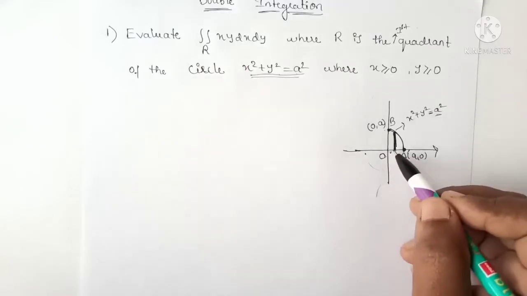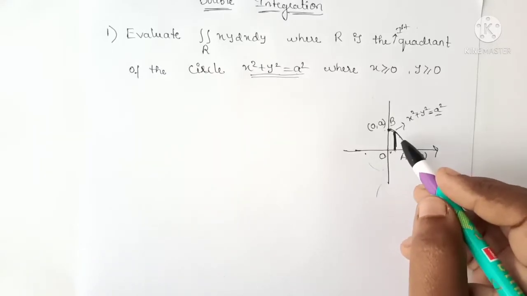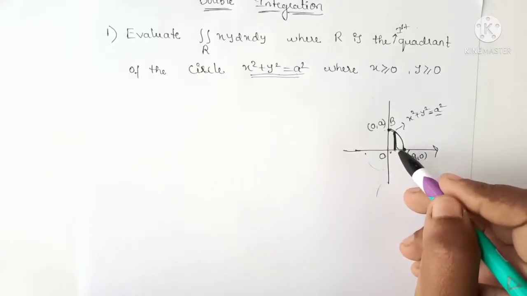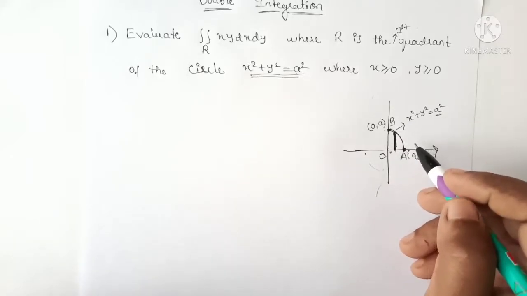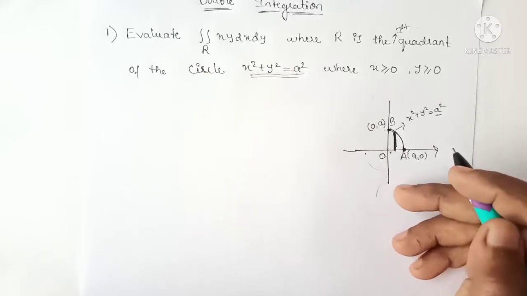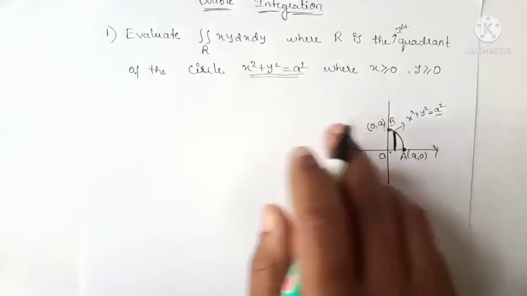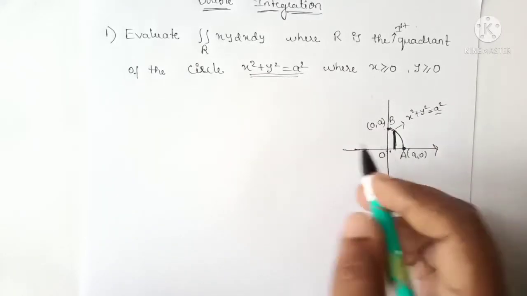So here I will take the x values from 0 to a, in terms of constant, and you can take y in terms of the function. Or you can take y in terms of constant and then take x in terms of the given function. Here x varies from 0 to a.